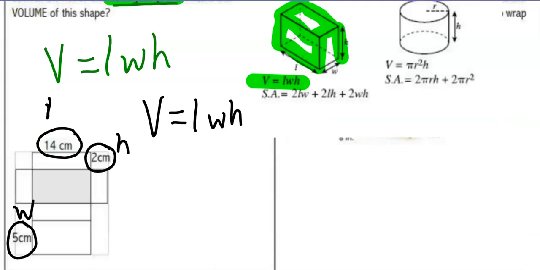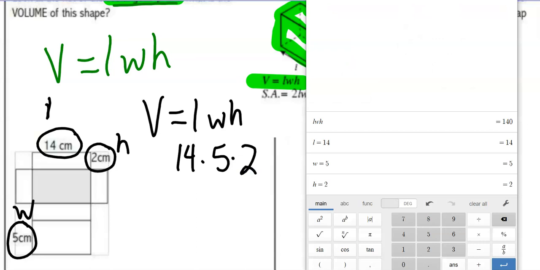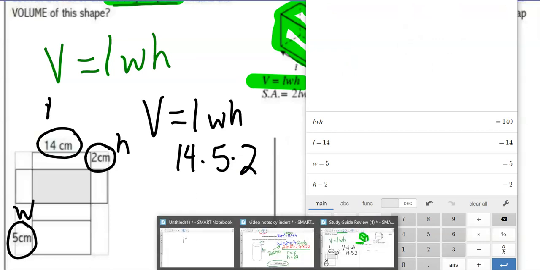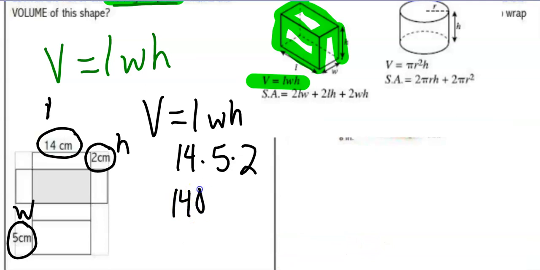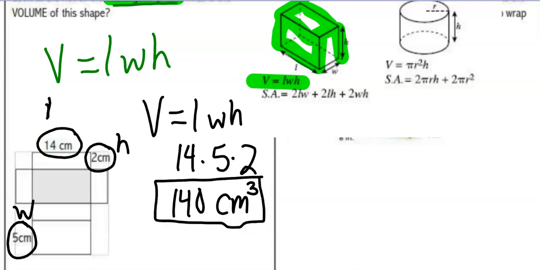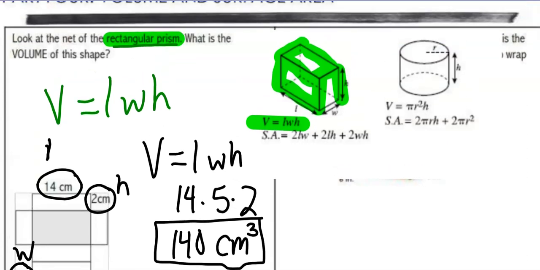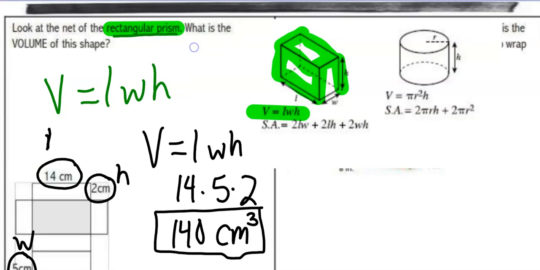But we're going to record that answer here. So our answer, if we put in 14 times 5 times 2, is going to be 140. And then our units, because it's volume, they're going to be cubic units, because this is a volume problem. I wonder if that tricked some of you because you saw the net and you assumed it was surface area. So be really careful with that. Look at the problem, and from here we had volume, not surface area.